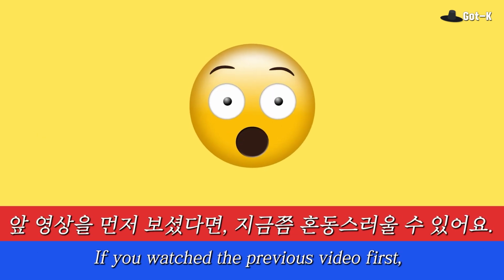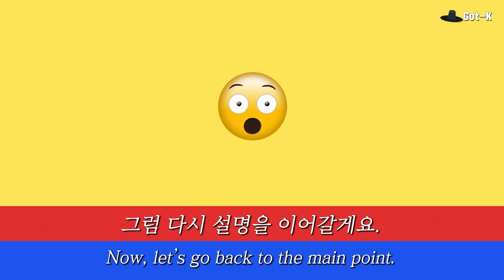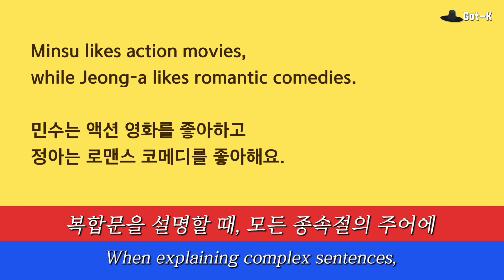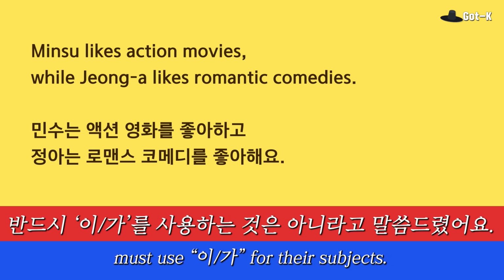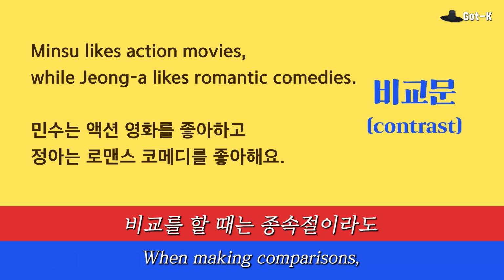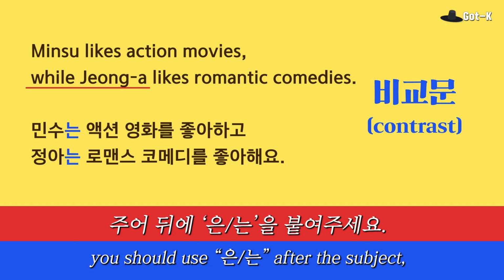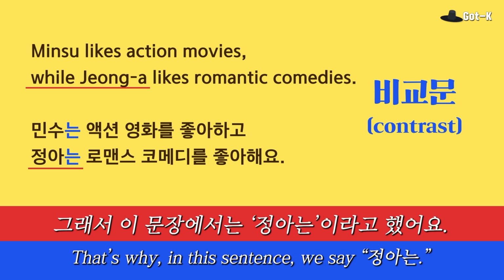If you watch the previous video first, you might be confused at this point. Now, let's go back to the main point. Let's take a look at this sentence. When explaining complex sentences, we said that not all subordinate clauses must use 이가 for their subjects. One of the exceptions is when making comparisons. When making comparisons, you should use 은는 after the subject, even if it's in a subordinate clause. That's why in this sentence, we say 정하는.